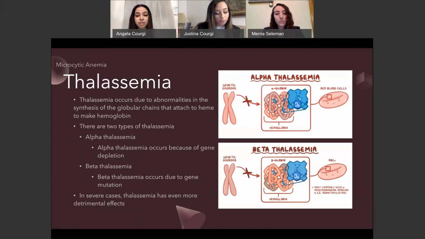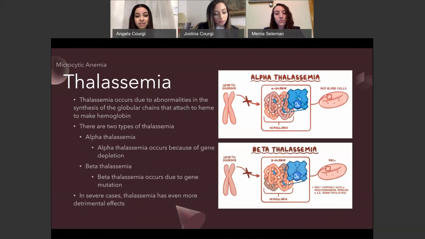Another type of gene depletion is 4-gene depletion, where tetramers are formed by gamma chains because of the absence of alpha chains. As a result, the fetus dies in utero. Beta thalassemia, however, occurs due to gene mutation. Minor beta thalassemia is mild and asymptomatic. Major beta thalassemia is normal in a fetus but results in severe anemia after birth.